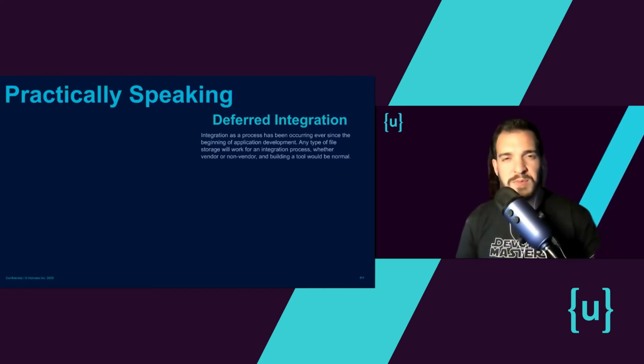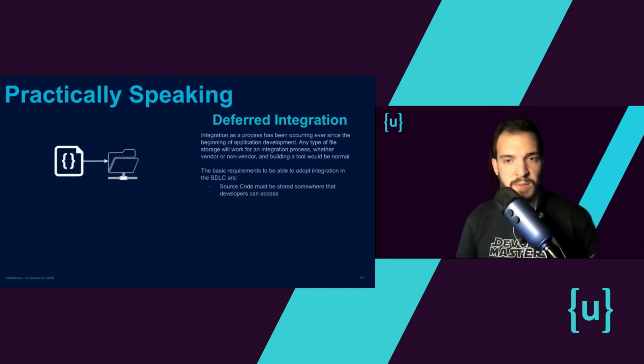But it'd be kind of normal to be able to build your own process internally, right? Because deferred integration is going to be based off of how you, your team, and your company operate. So the basic requirements to adopt an SDLC: your source code must be stored somewhere that developers can access. In a lot of cases with deferred integration, this is a local file box. This is a local network share.